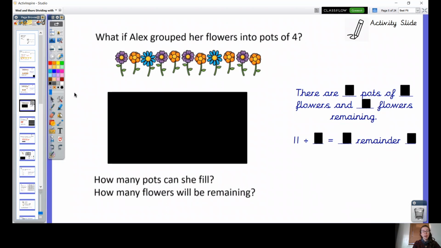Let's look at the same activity again. So again, this is your opportunity to have another little go at this. What if Alex grouped her flowers into pots of 4? So use your objects or use your pictures, calculate it, and then write out these 2 sentences to show your answer. Pause the video.